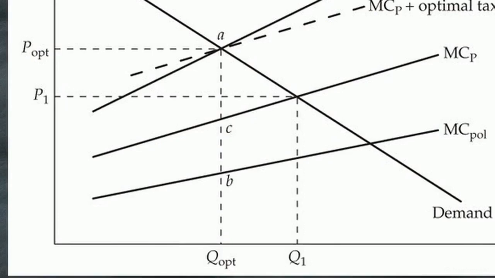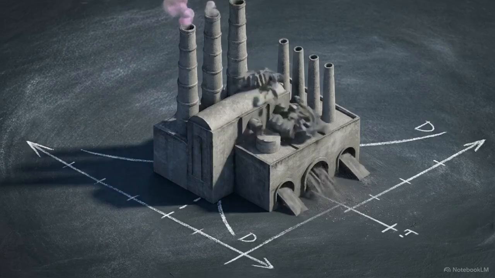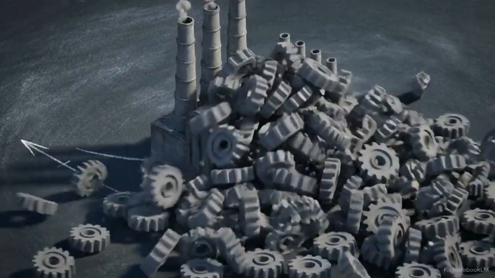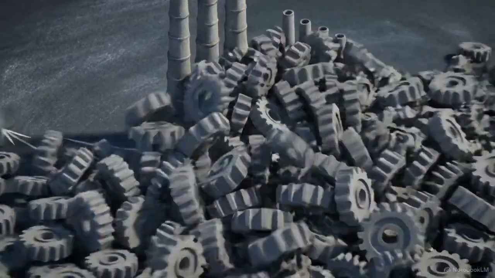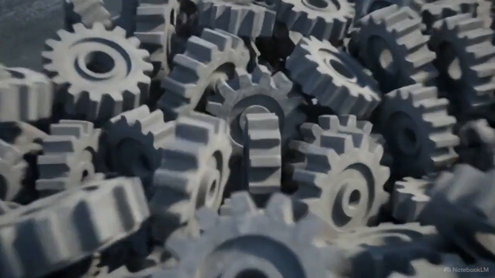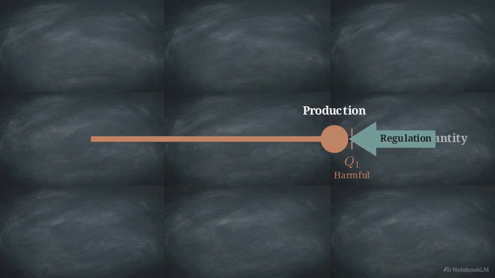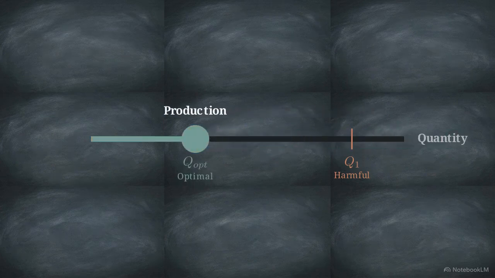significantly higher at P-opt. A competitive market left entirely alone mathematically guarantees the overproduction of harmful goods because its internal cost curves are artificially flattened by unaccounted damage. The immediate policy question for regulators is how to forcefully walk the market backward, shifting production away from the harmful Q1 and realigning it with the optimal Q-opt.